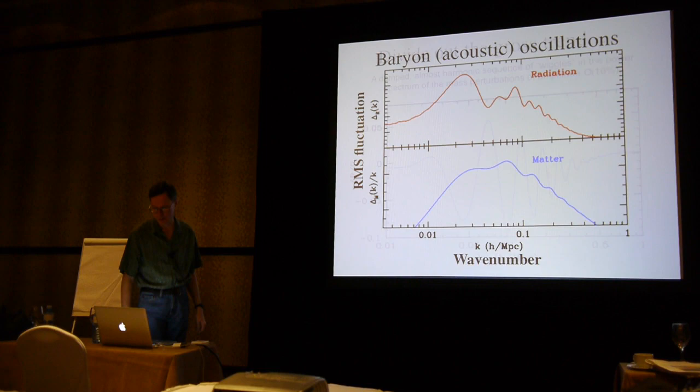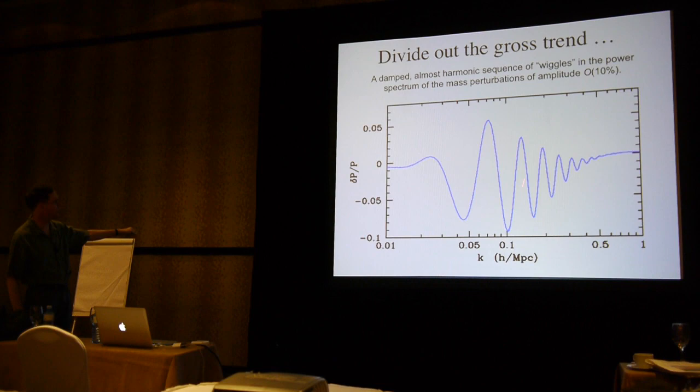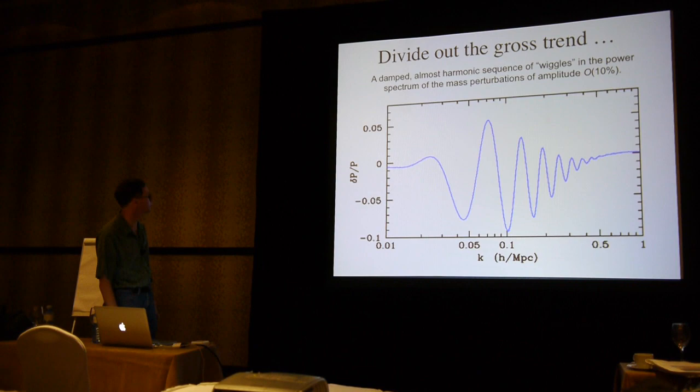So if I divide out that smooth trend so I can focus in, these are the wiggles that we see, roughly 10% peak-to-peak amplitude, as I promised, damped at high k. So a damped, almost harmonic sequence of wiggles in the power spectrum of the mass perturbations, whose scale, I argue, we know really rather precisely.